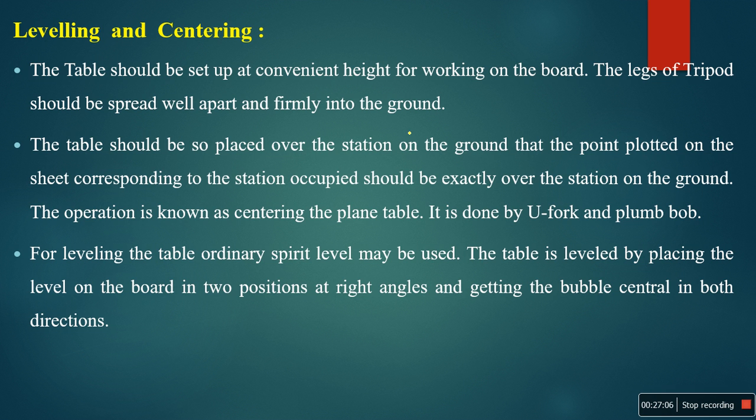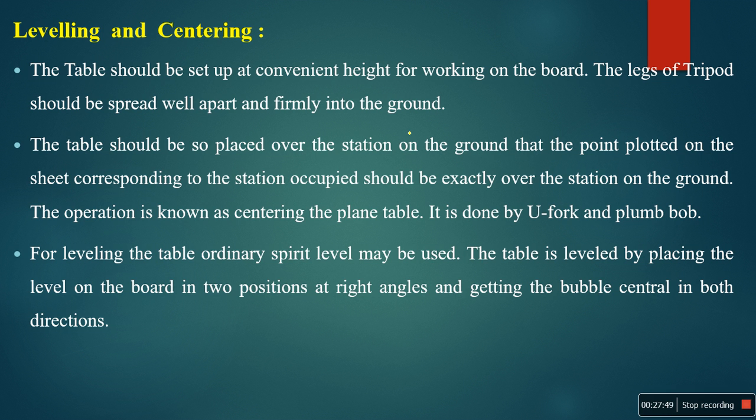The plane table should be set up at a convenient height for working on the board. Means whatever workers or surveyors are there, they can easily read the readings on the plane table and draw the lines easily. By using that, you have to keep the height of the plane table. The plane table should be placed over the station on the ground so that the point plotted on the sheet corresponding to the station occupied is exactly over the station on the ground. This operation is known as centering with plane table. It is done by the U fork and plumb bob.